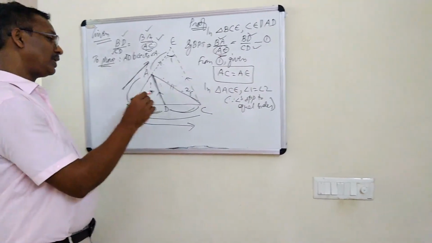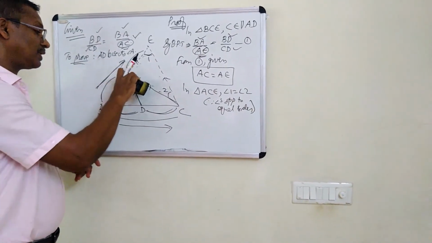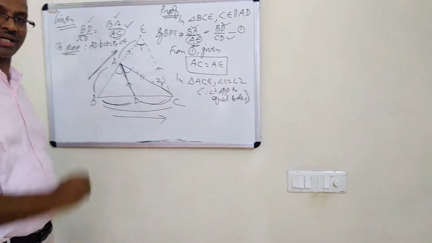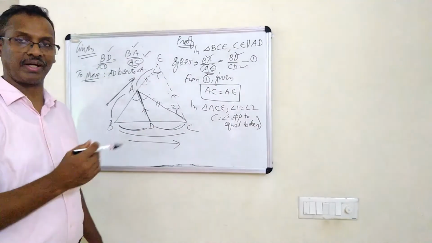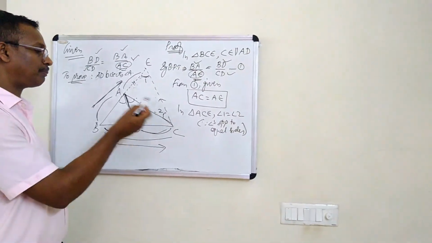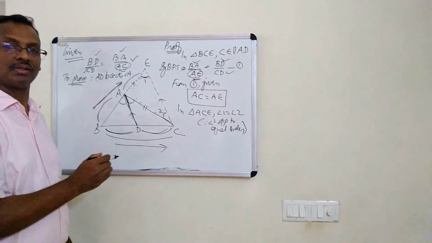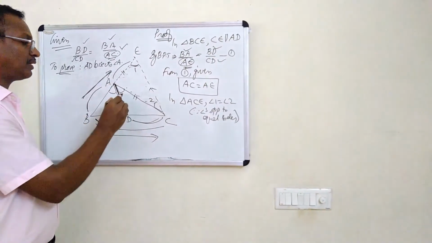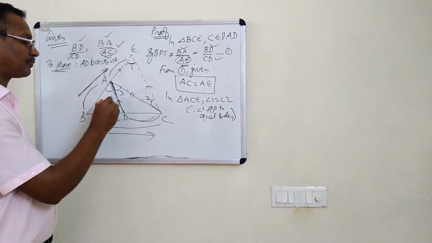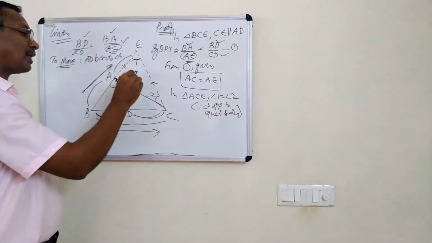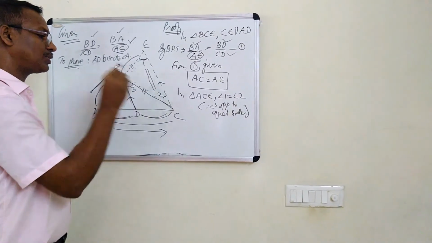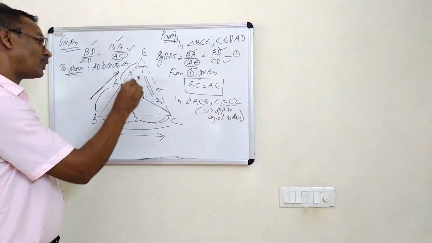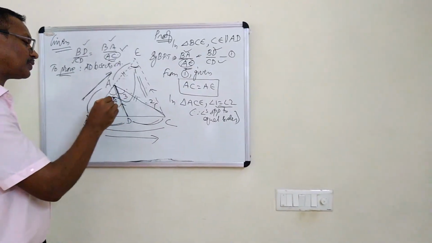And now our target is this AD bisects this angle. This is our target, but we are going somewhere else and playing. It is not the right way. We have to come back to this. This is our target. We can name the portions of angle BAC as 3 and 4. Now we reached up to this stage, 1 is equal to 2. We reached here. This 1 is equal to this 4.